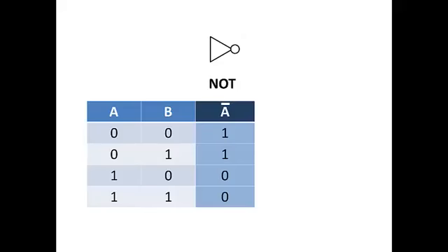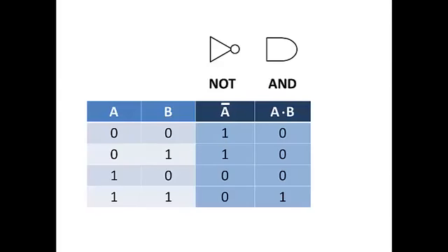So in summary, the NOT gate is an inverter. Here's the symbol for the NOT gate. It's written as this, A bar or A not. And it takes basically the opposite of A. It takes only one input and inverts it to the opposite.